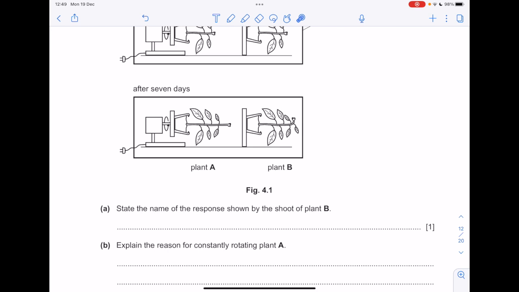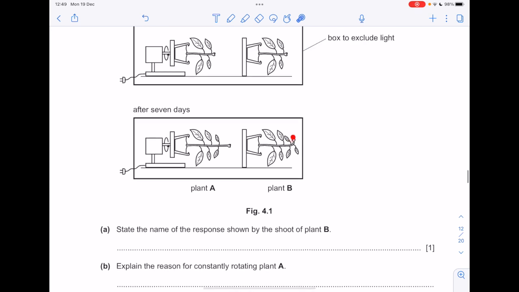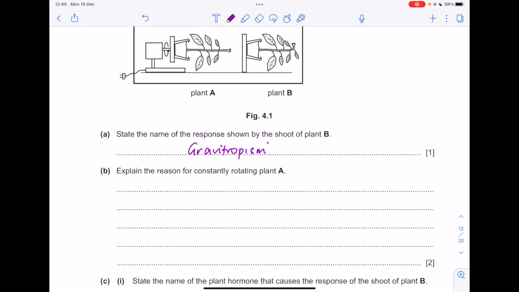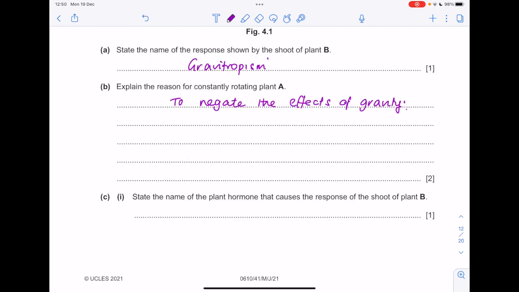State the name of the response shown by the shoot of plant B. Because it's in the dark, it can't be responding to light, it's actually responding to gravity, so it's gravitropism. Explain the reason for constantly rotating plant A. That is, the clinostat's purpose is to negate the effects of gravity. After all, we're investigating gravity here. And this will enable plant A to be used as a control to compare it with the response of plant B.